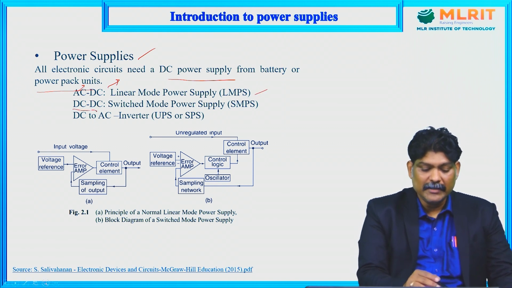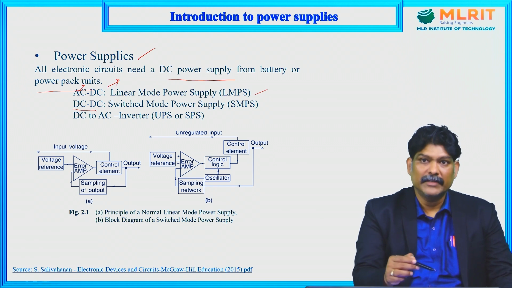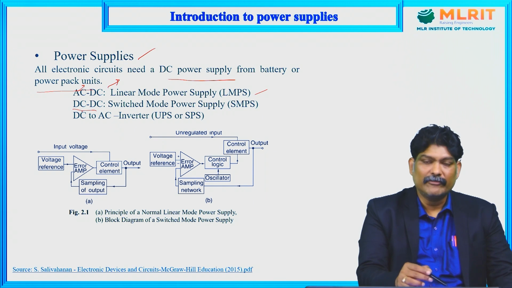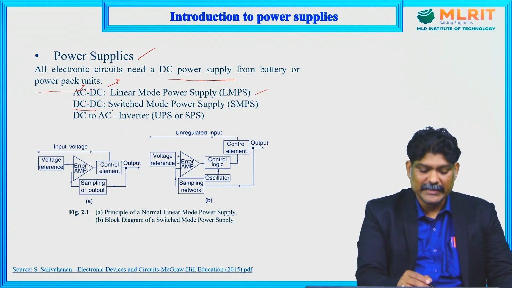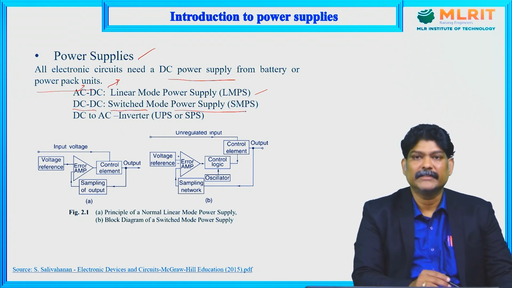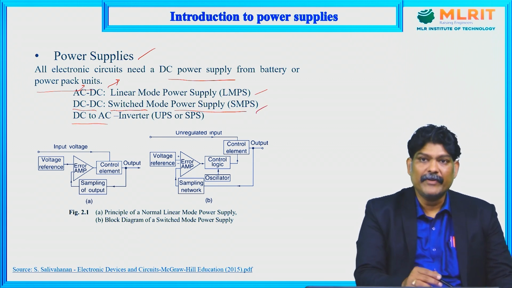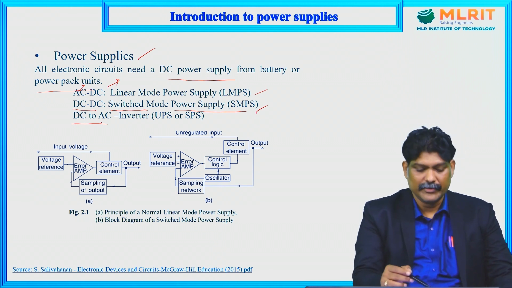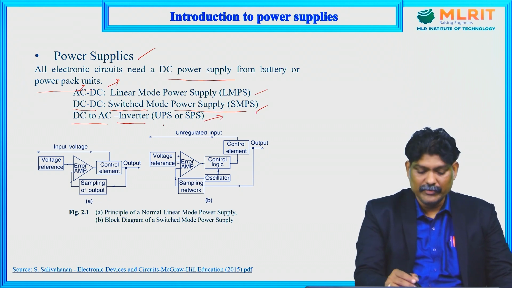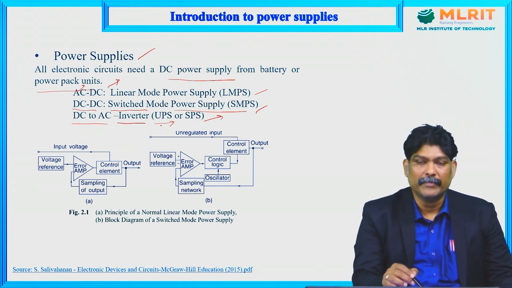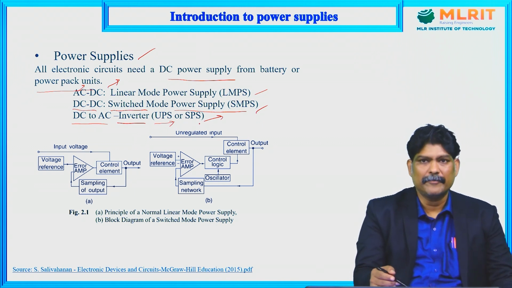Similarly, within the circuit, sometimes there has to be conversion from DC to DC. The network which converts DC to DC is nothing but switched mode power supply, SMPS. LMPS and SMPS are the two power supplies. In the same way, the network that converts DC to AC within the circuit is nothing but an inverter. In computers we used to hear about UPS and SPS. UPS means uninterrupted power supply, or standard power supply.